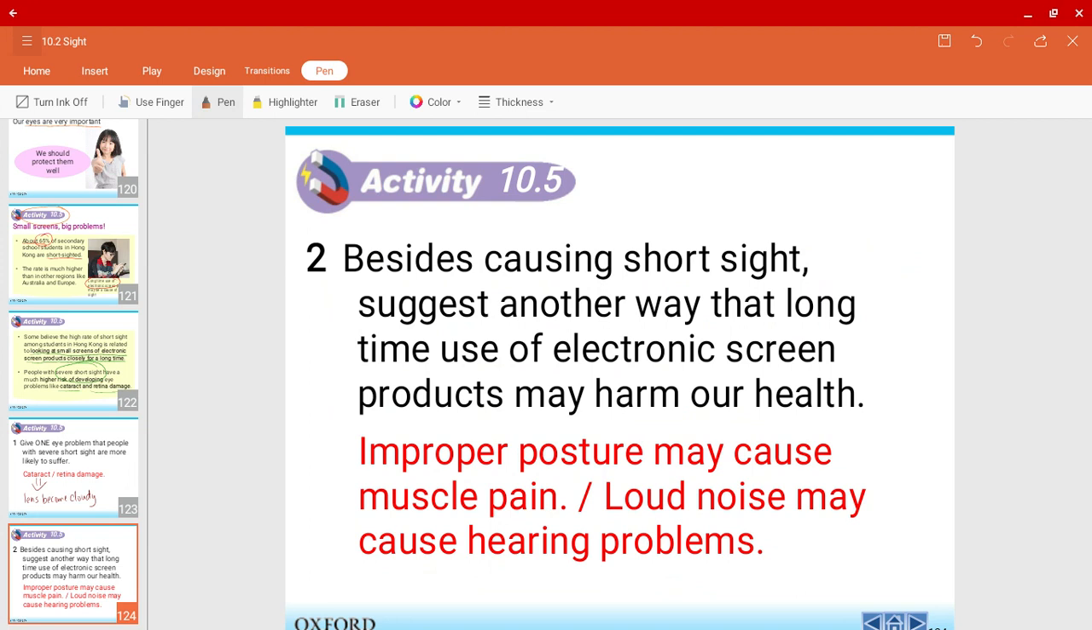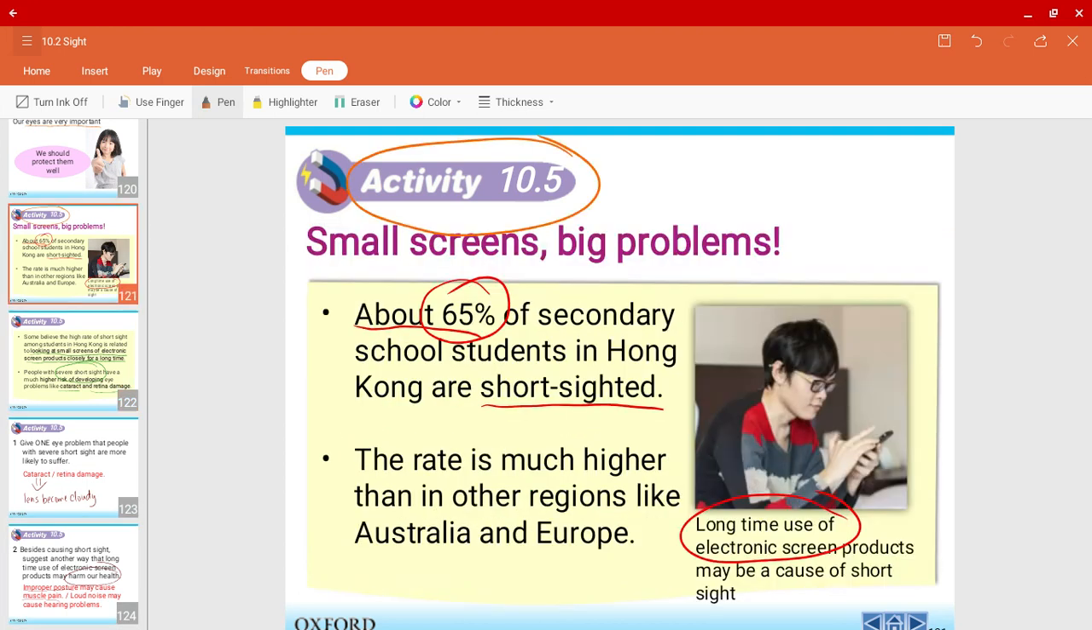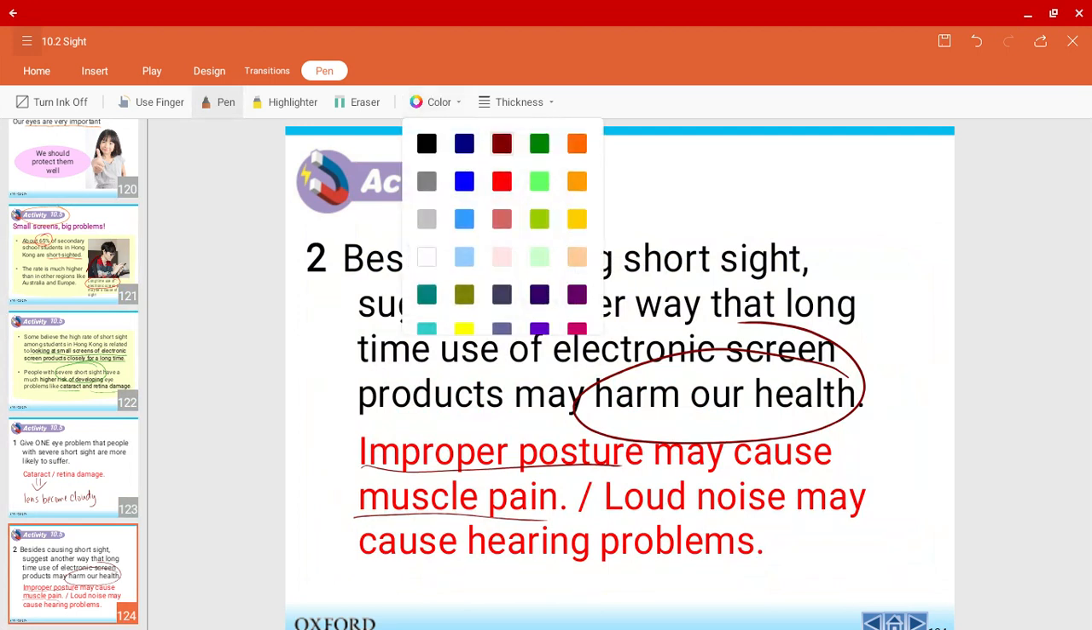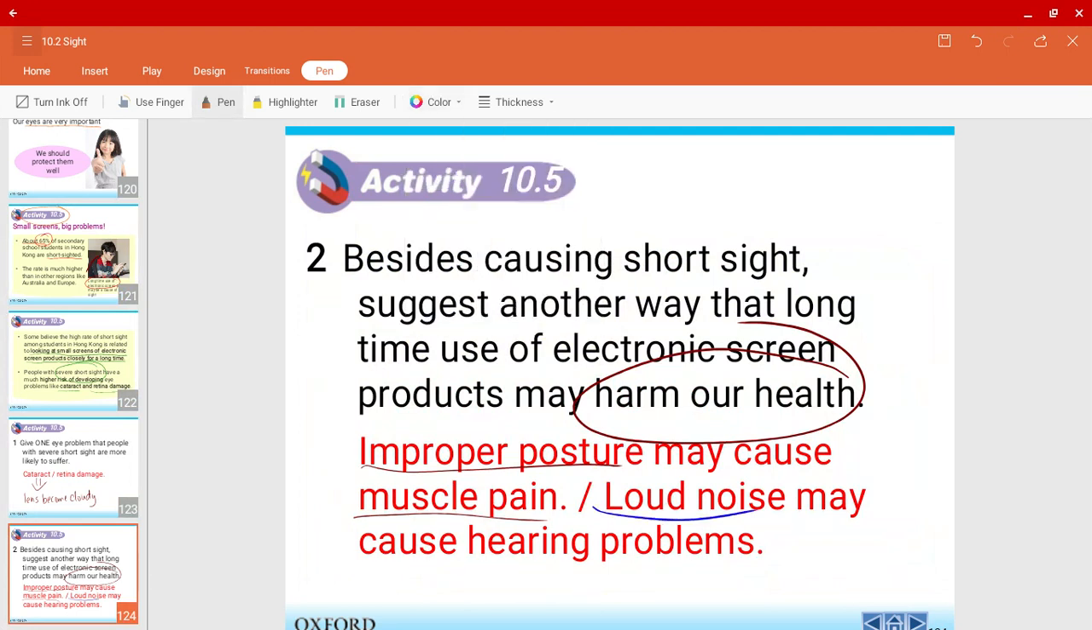Besides causing short-sightedness, are there some other harmful effects on our health? Of course, improper posture may cause muscle pain, for example when we're bent over, like this boy over here, bent over and looking at his smartphone. That may cause muscle pain. And also, some of us wear headphones or earphones when we're listening to music or gaming. Those may cause hearing problems as well.